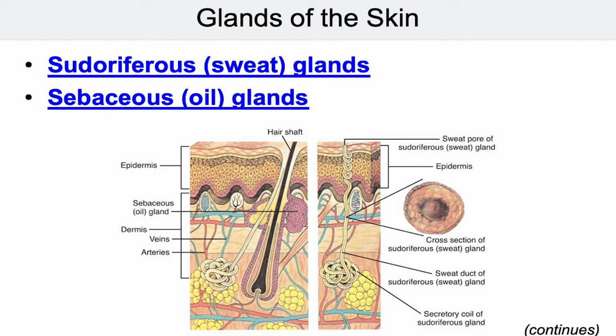Sebum flows through oil ducts leading to the mouths of the hair follicles. When it becomes hardened and the duct becomes clogged, this forms something we call a comedo. A comedo is a follicle filled with keratin and sebum, which forms pretty much a pimple too.